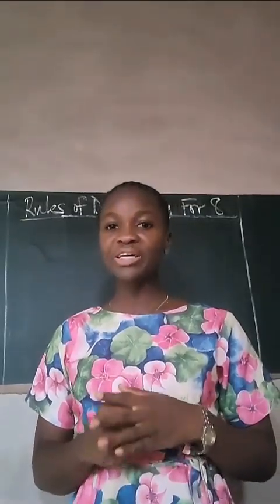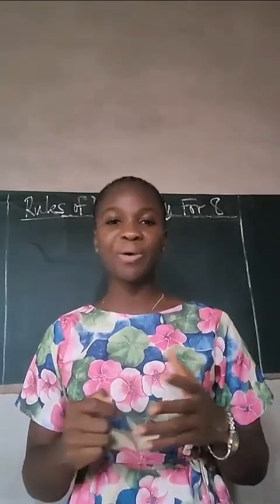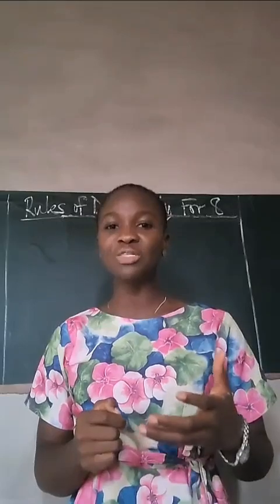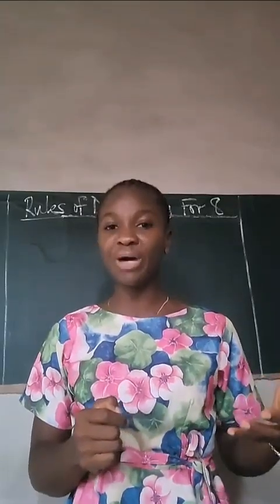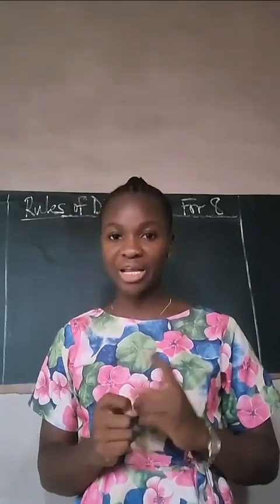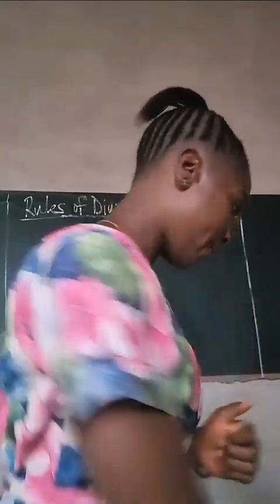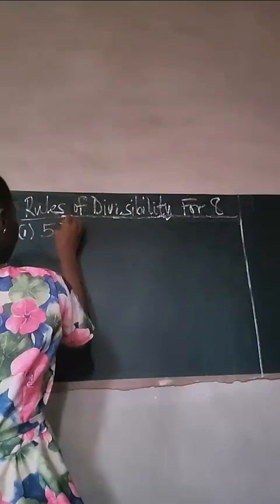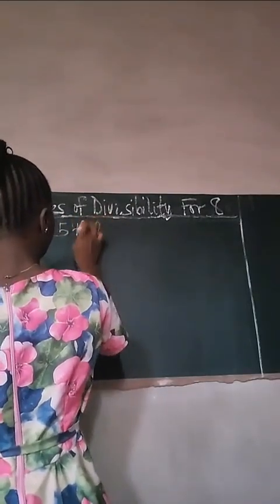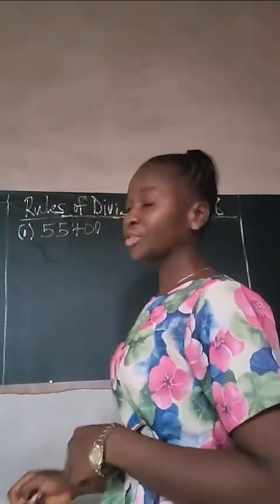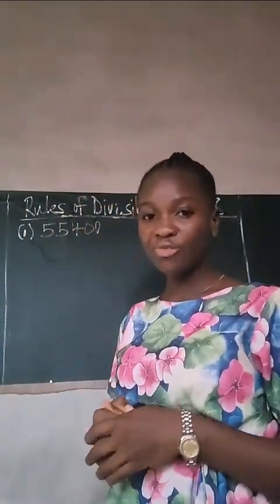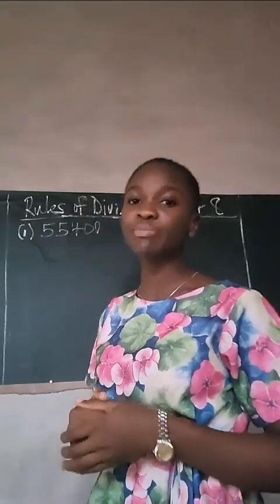Again, if you are trying to divide any number by 8, if the last 3 digits are divisible by 8, the number as a whole will be divisible by 8. Let's take for example, looking at this number, 55,400. We want to check if 55,400 is divisible by 8.